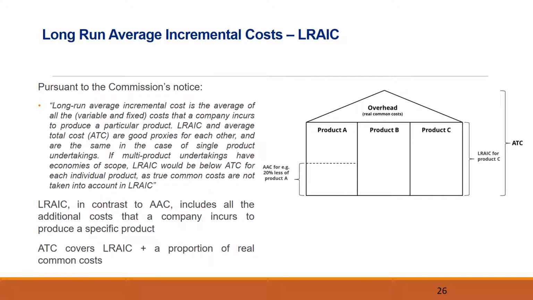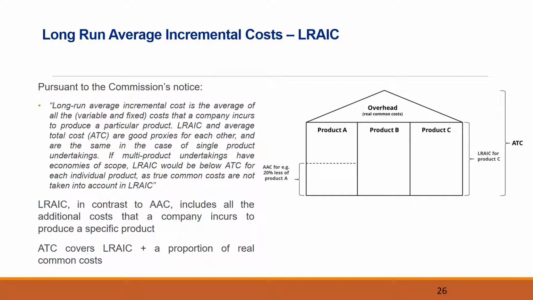The second competition law cost standard is long-run average incremental costs, or LRAIC, which is also used to assess whether a dominant company under Article 102 is pricing below its costs. Long-run average incremental costs are defined in the Commission's Notice on Abuse of Dominance. Thus, LRAIC are all the incremental costs that a company incurs to produce a particular product, divided by the units produced. LRAIC includes AAC and all other costs that are specific for the particular product, and excludes common costs. And if a company is only producing one product, then LRAIC and ATC are the same.